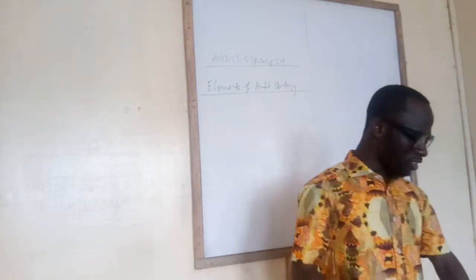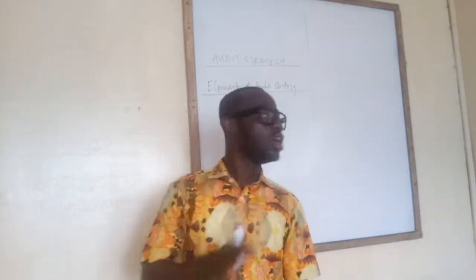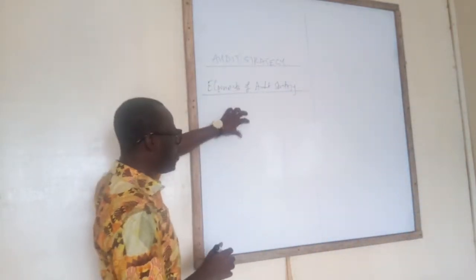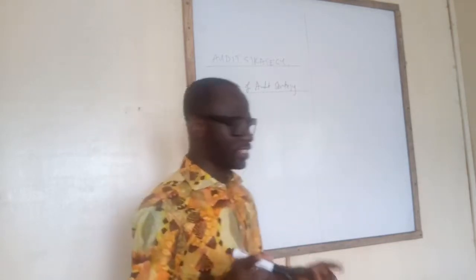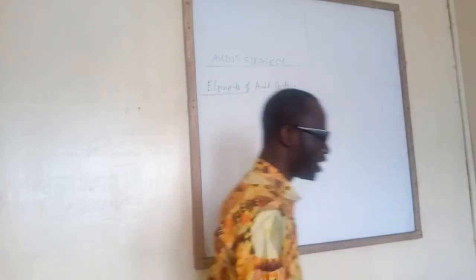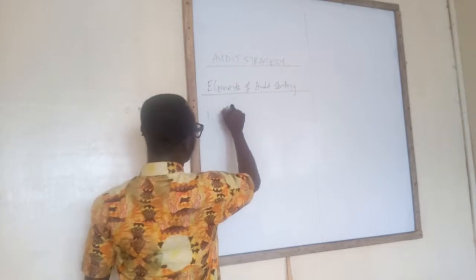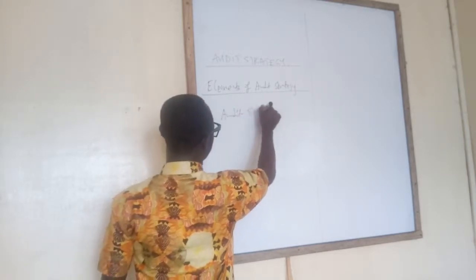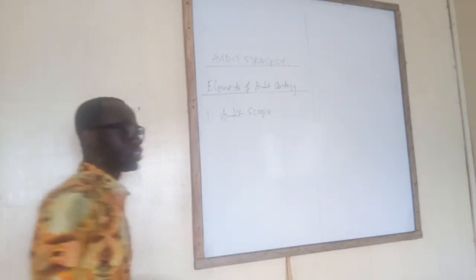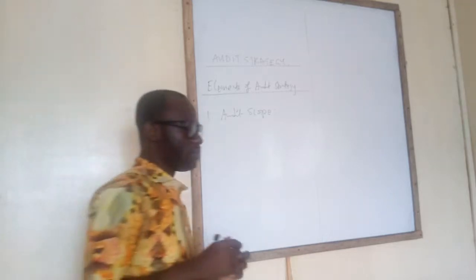There are a lot of elements of audit strategy and we will be discussing all of these elements, and they are very important in the undertaking of our work. The first one is audit scope. Audit scope. So that's the first element of audit strategy.